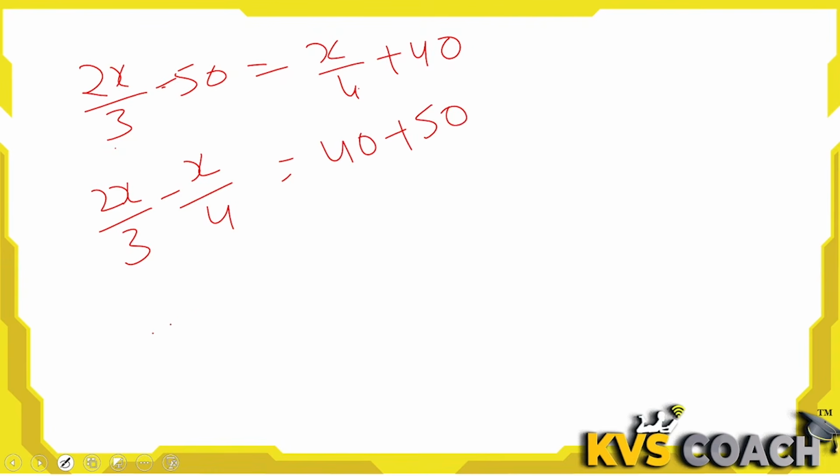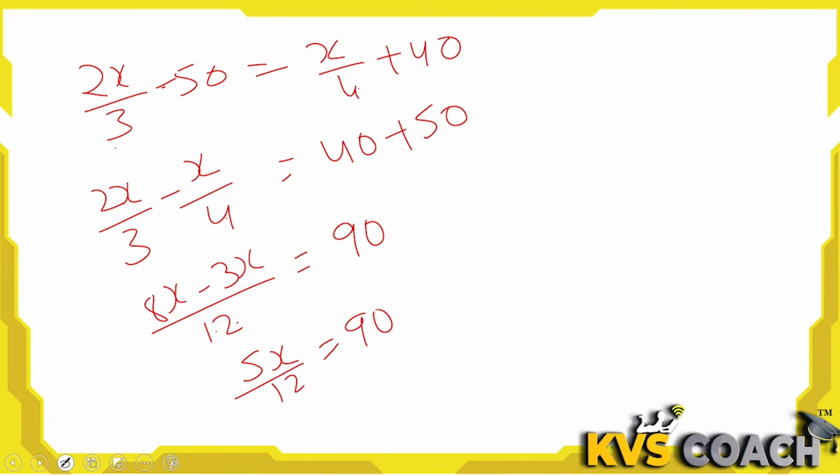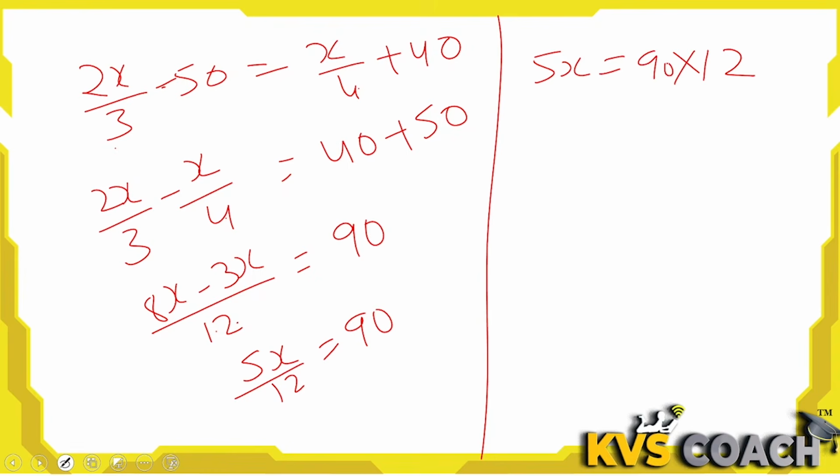So 2x common is 12. 3 4s are 12, 4 2s are 8x minus 4 3s are 12, 3 1s are 3. 3x is equal to 40 plus 50, 90. 8x minus 3x is 5x upon 12 is equal to 90. So it means here 5x is equal to 90 into 12. That is 1080 is equal to 5x.